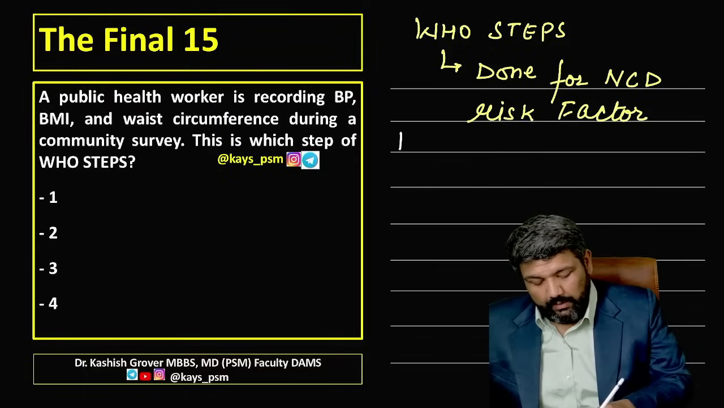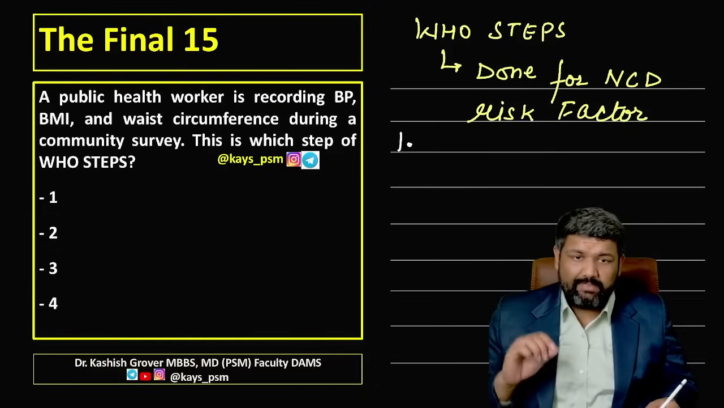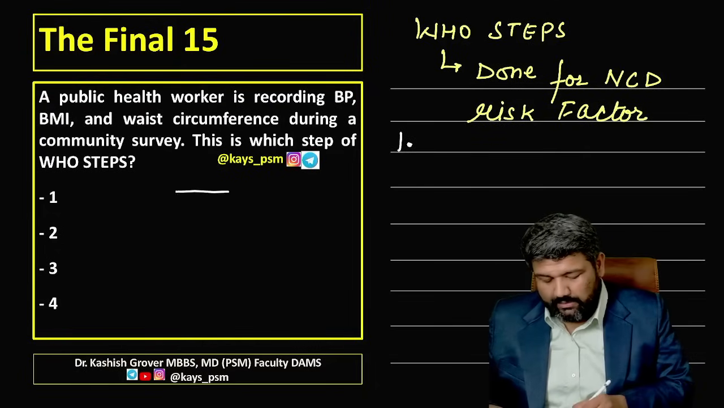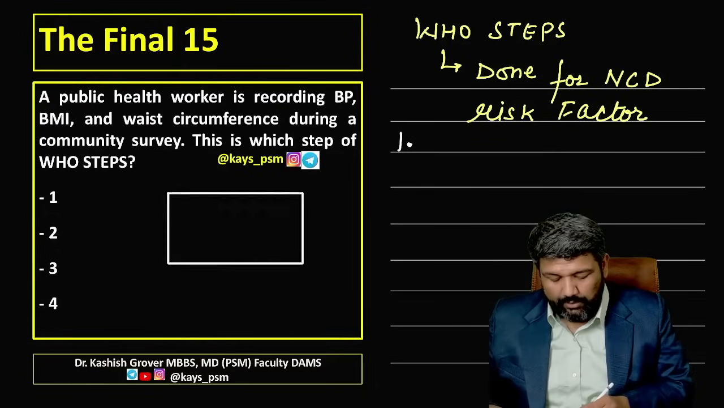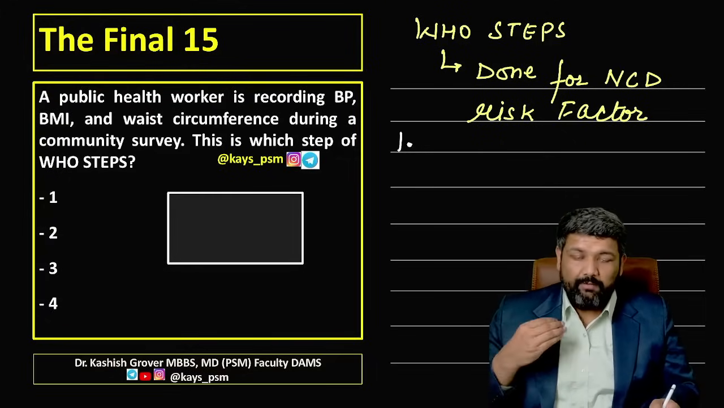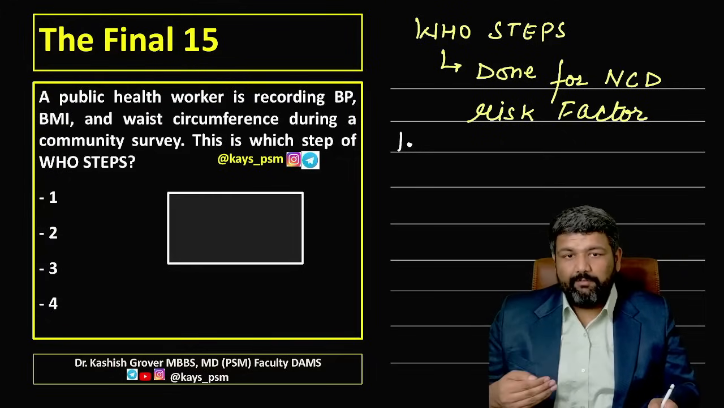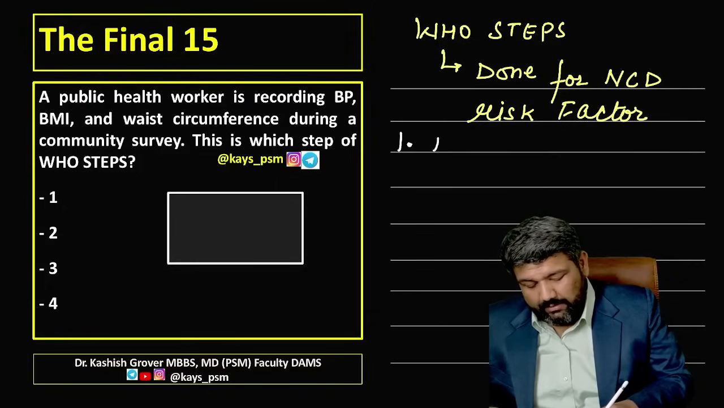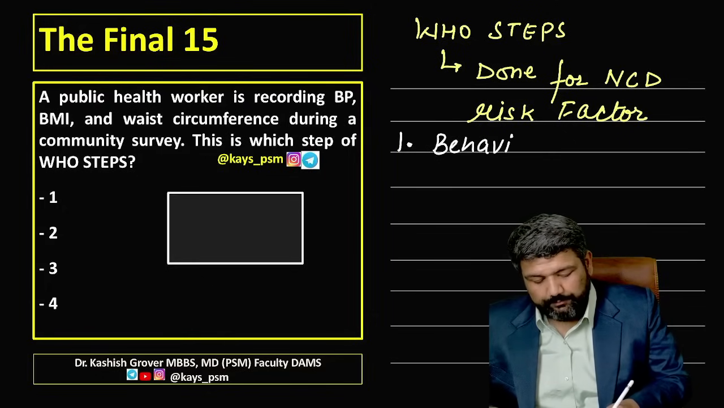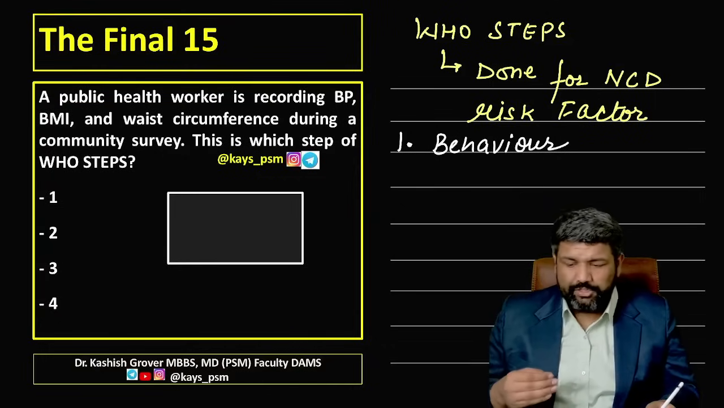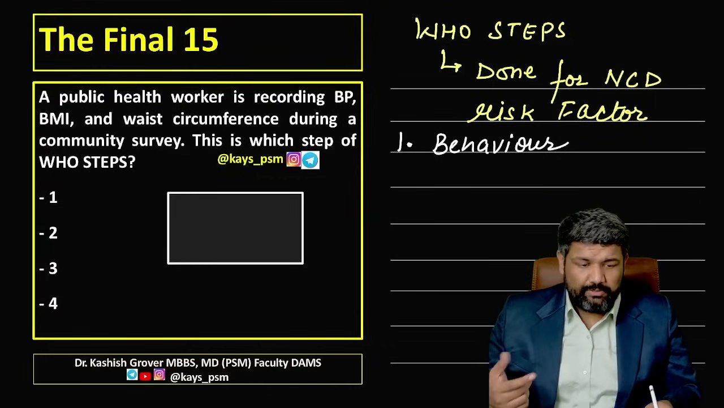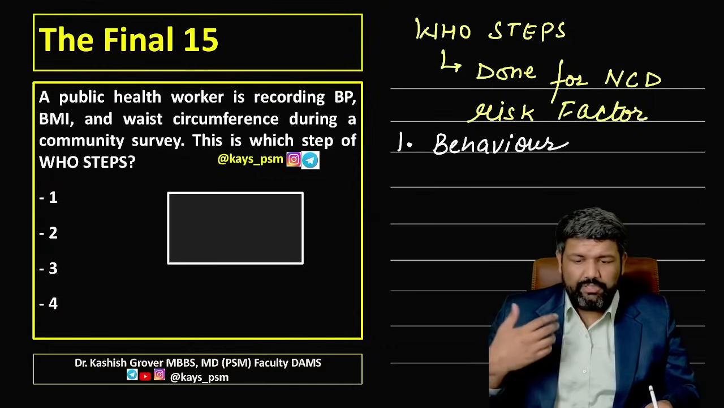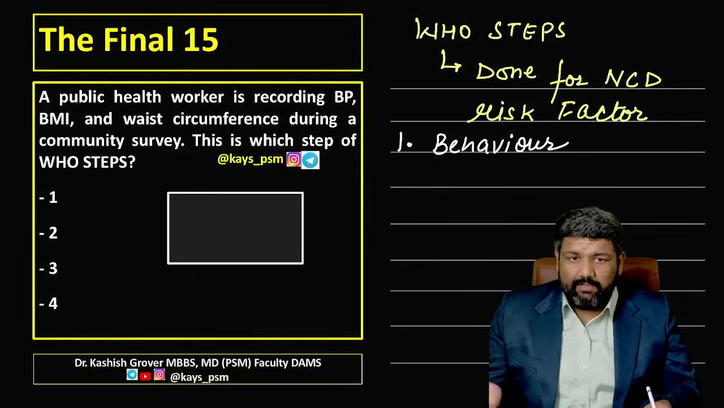Now, step 1. In step 1, what we do, suppose this is the whole village. We go to the village and we use a form and fill the form, and that is known as behavior. In the form it is mentioned how many times the person consumes alcohol. In the form it is mentioned the age, so these risk factors are present.